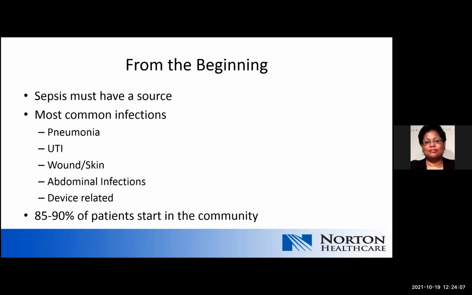So from the beginning, related to sepsis, you got to have a source. The most common infection associated with it is going to be pneumonia, followed by UTI, wound, abdominal, and device related. About 85 to 90% of our patients are starting in the community, meaning that they're developing sepsis outside of our hospital walls, and they're showing up most likely in our emergency departments, or they might first stop at our primary care providers' offices. And then they just progress and deteriorate.